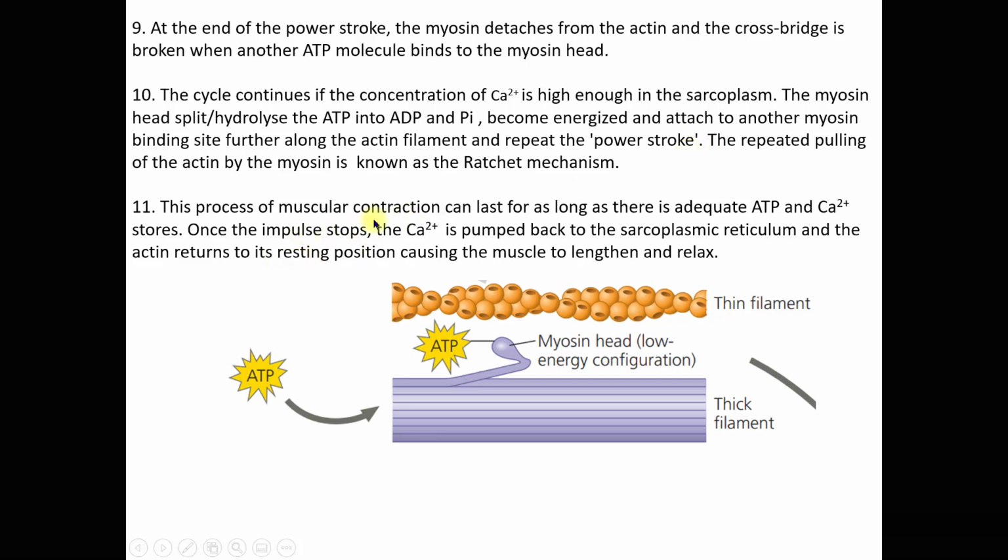This process of muscular contraction can last for as long as there is adequate ATP from the mitochondria and calcium ions from the sarcoplasmic reticulum. Once the impulse stops, the calcium ion is pumped back to the sarcoplasmic reticulum and the actin returns to its resting position, causing the muscle to lengthen and relax.